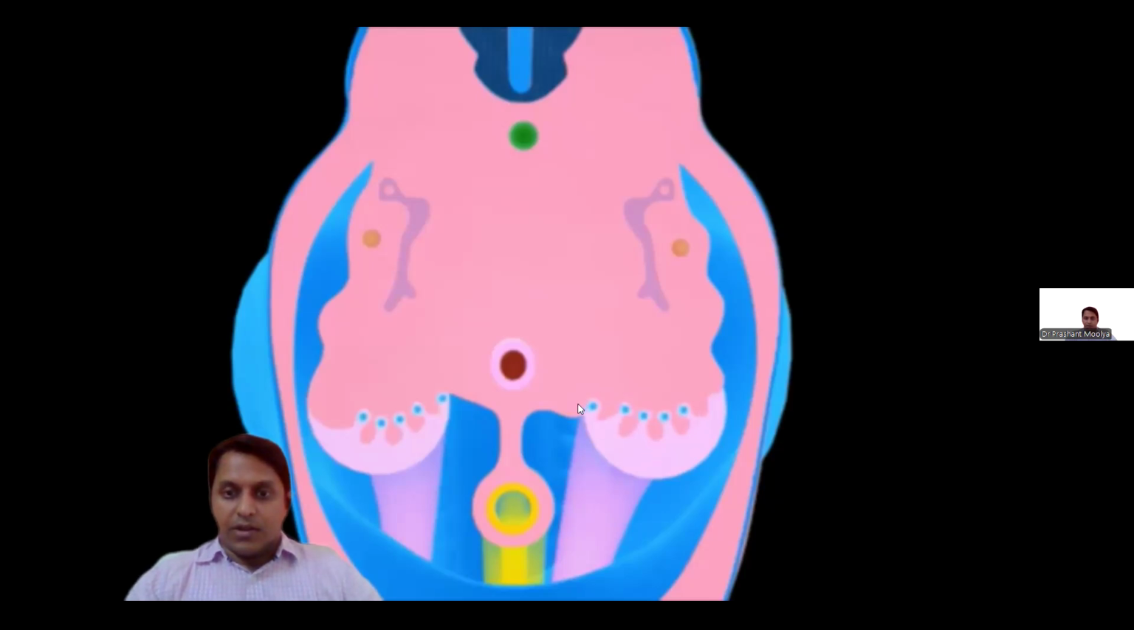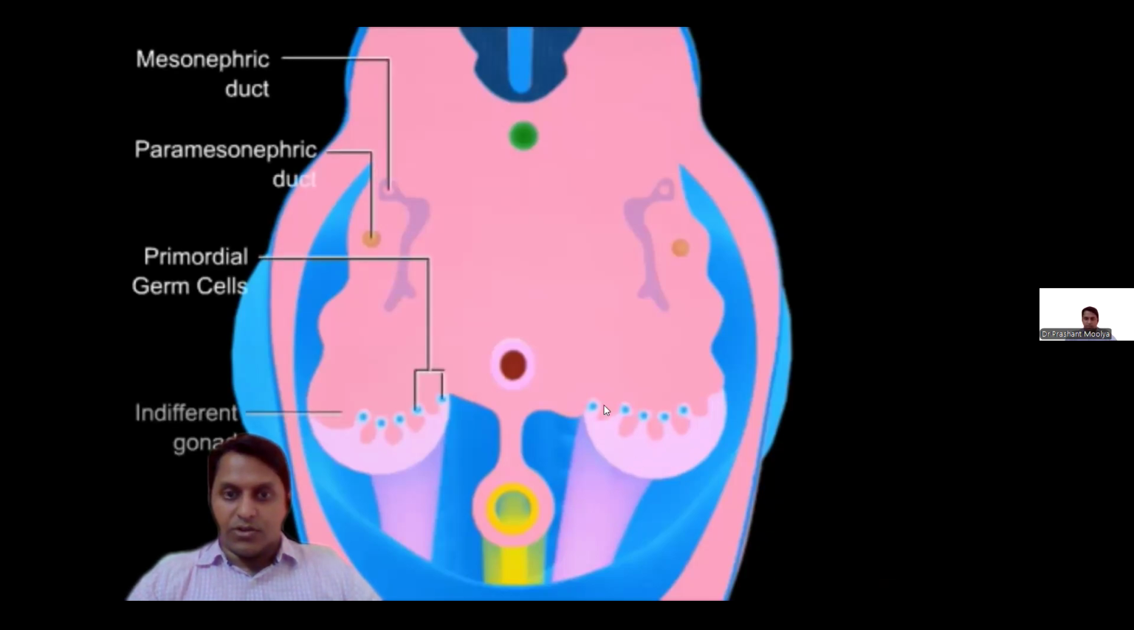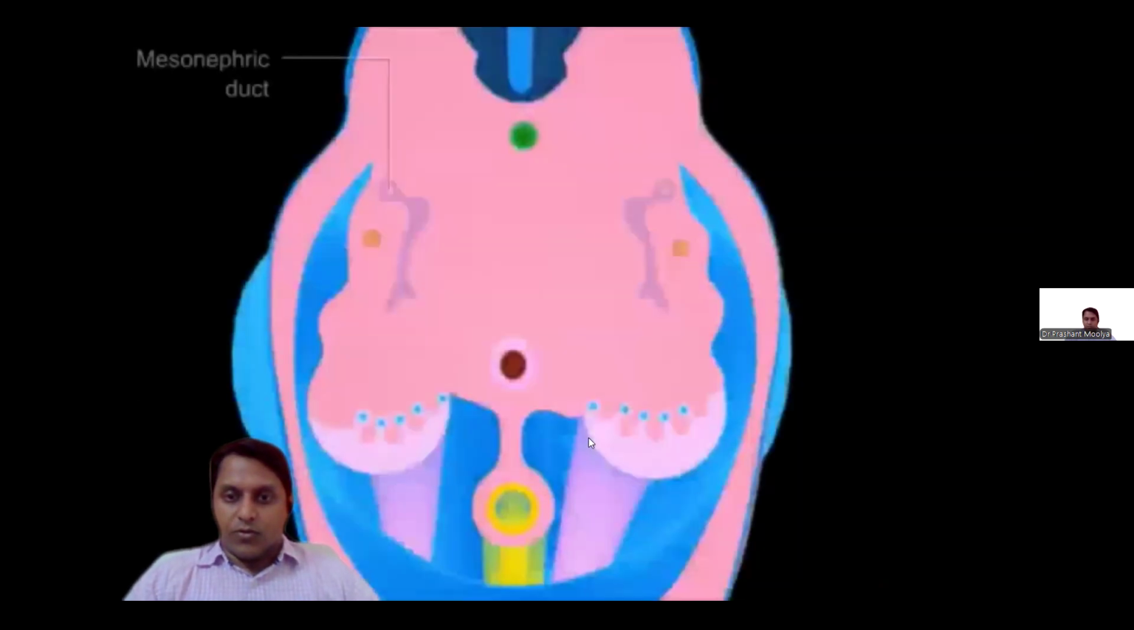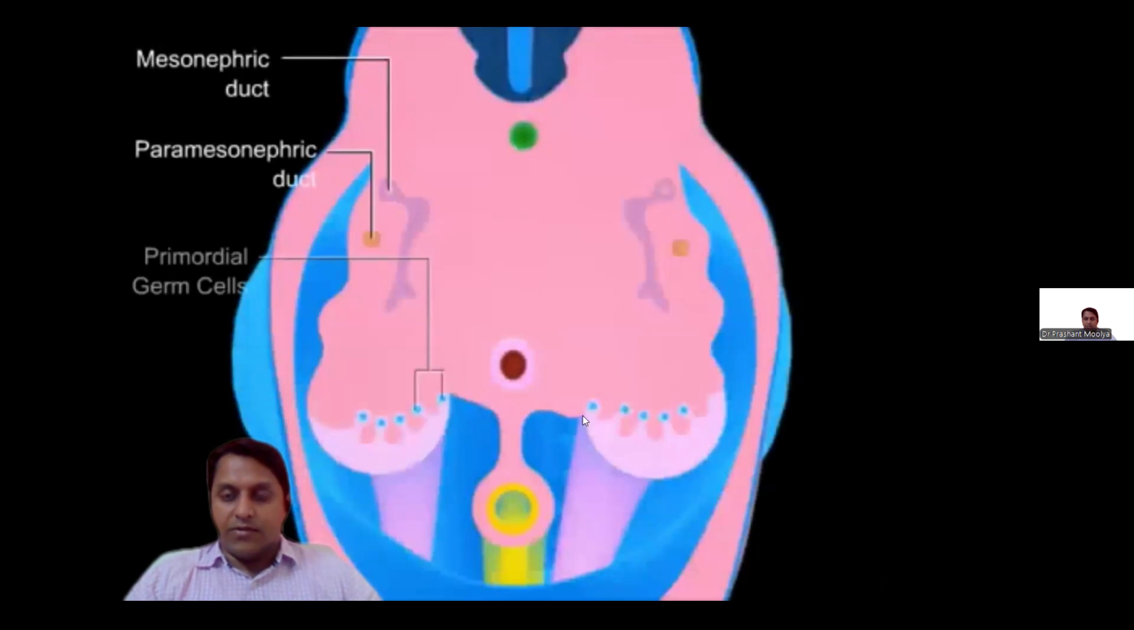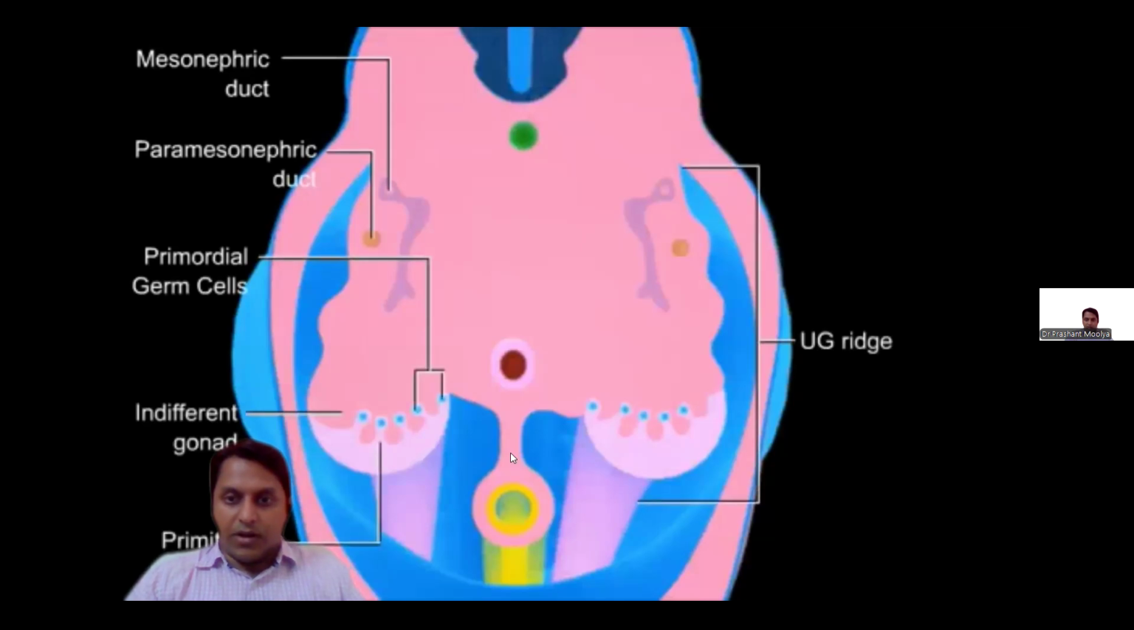Now this is an indifferent stage. The SRY gene is responsible for the formation of this genital ridge into the testis. Let us see what happens. So the SRY gene, as I said, which is present in the Y chromosome, stimulates the sex cords and they start separating from the surface epithelium. We'll see subsequently.